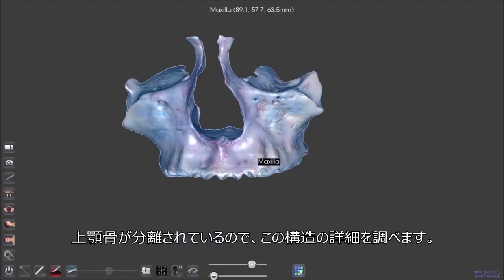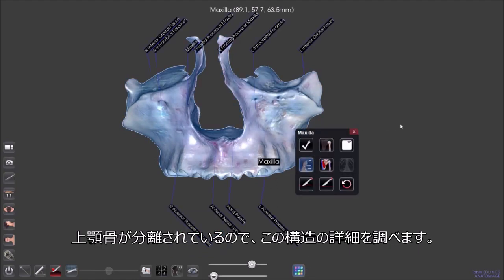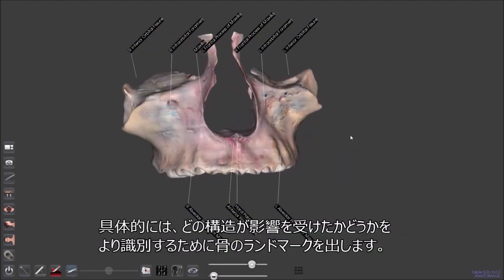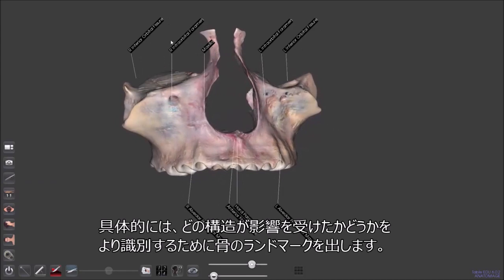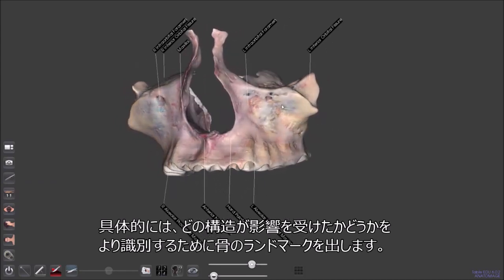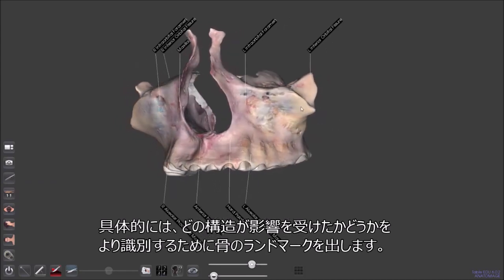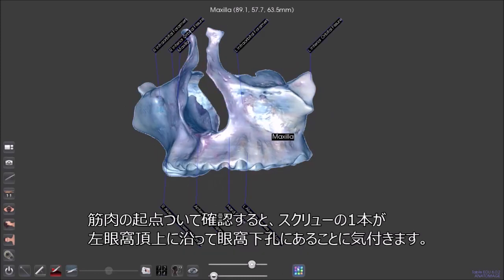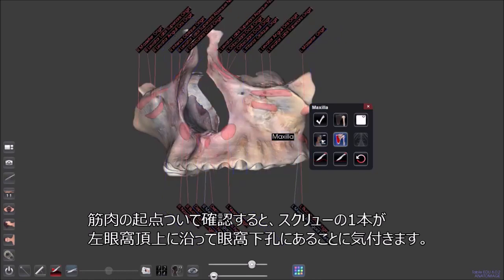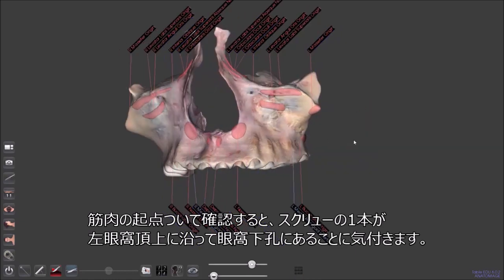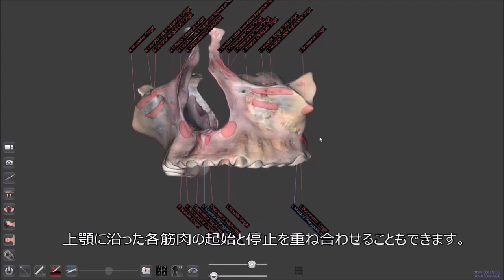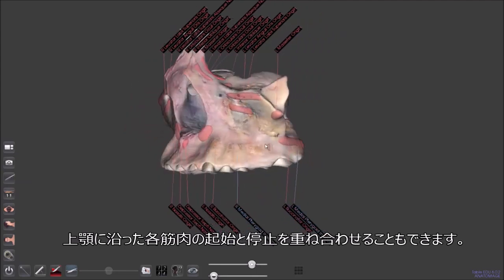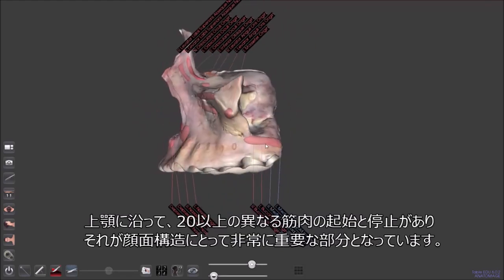Specifically, I can start to pull up bone landmarks to better identify which structures might have been affected here. So, in speaking about the origin of the muscle, we would have noticed that there's an infraorbital foramen where one of the screws is placed along the left orbital crest. Now, we can also start to overlay that with the origins and insertions of each of the muscles along the maxilla. There's over 20 different muscle origins along the maxilla, causing it to be a very vital piece to facial structure.